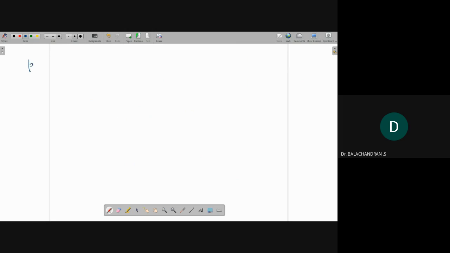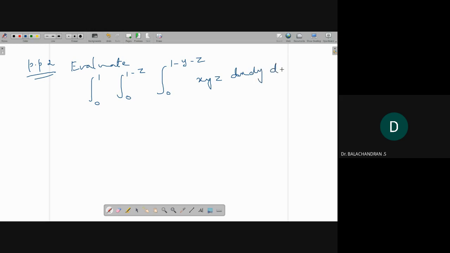Practice problem 2. Evaluate triple integral 0 to 1, 0 to 1 minus z, 0 to 1 minus y minus z, of xyz into dx dy dz. Okay, so the final answer is 1 by 720. Try this problem.